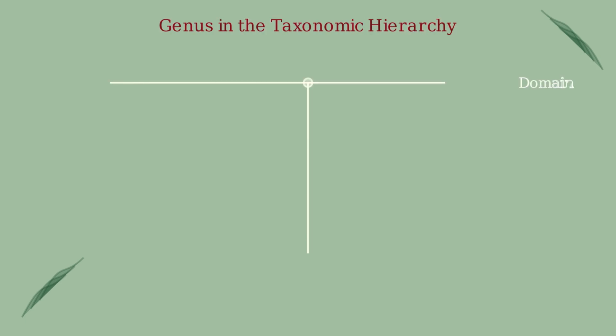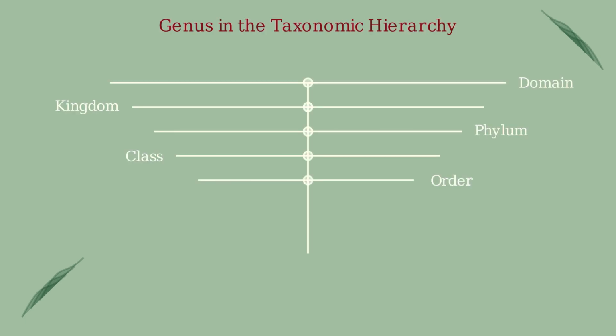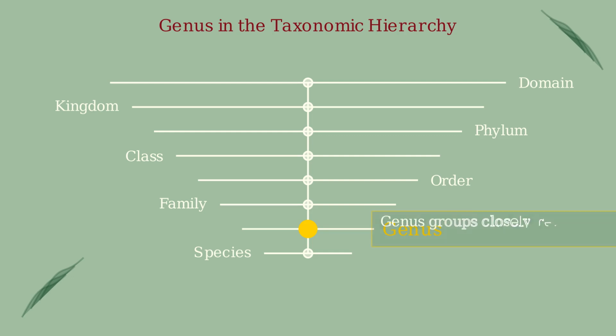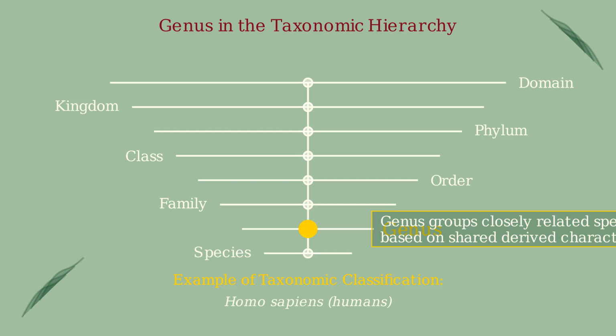Genus in the taxonomic hierarchy. Taxonomy provides a hierarchical classification system for all living organisms. The genus level occupies a critical position in this hierarchy, sitting between family and species. A genus groups closely related species that share specific derived characteristics from a common ancestor. For example, humans belong to the genus Homo in the taxonomic hierarchy.